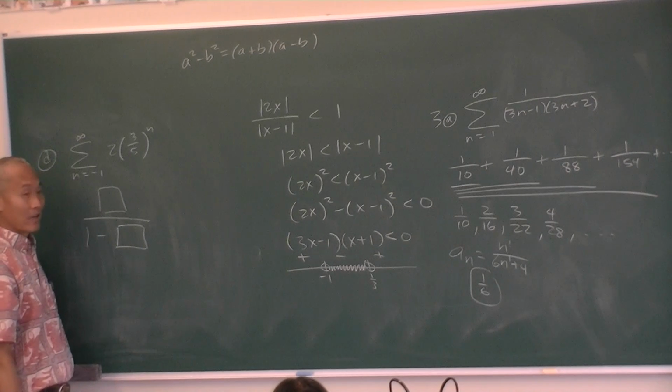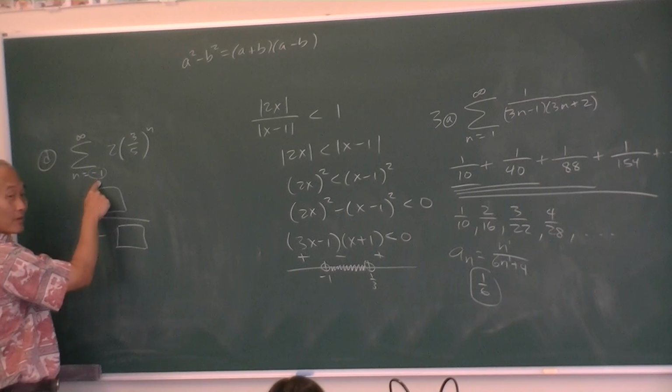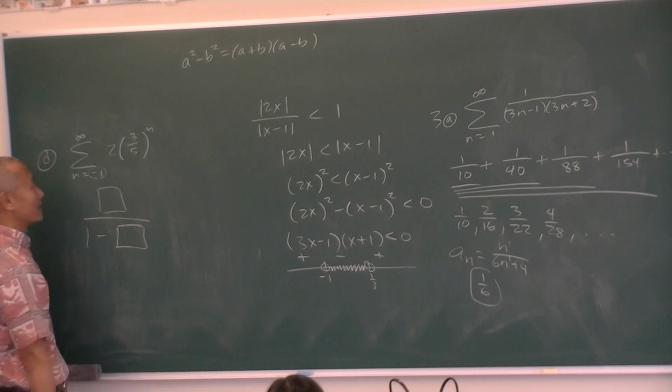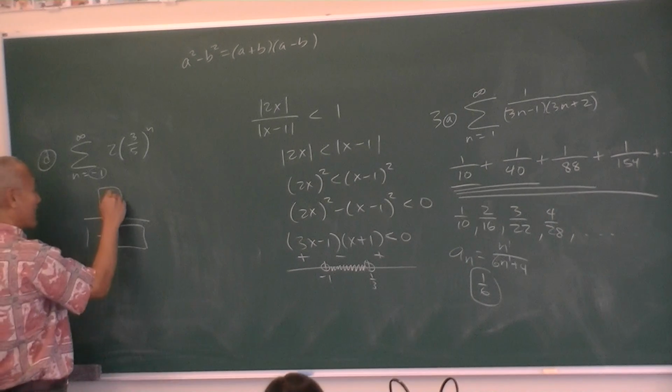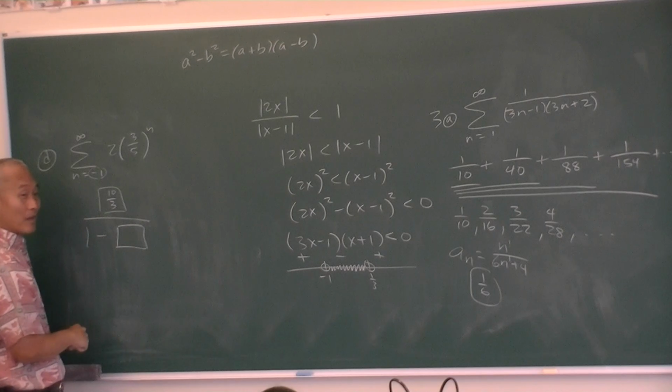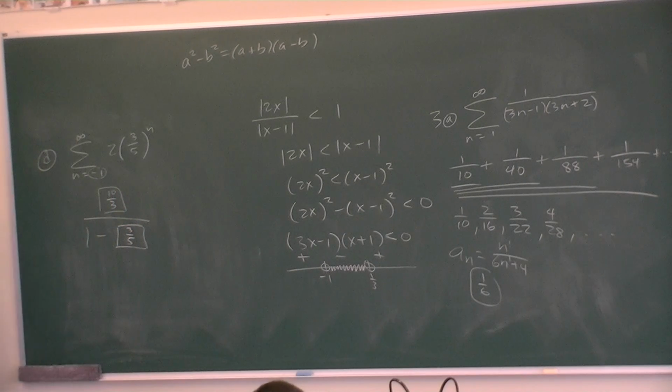This is the easiest thing you got on this test. So how do I figure out what the first term is? You plug in this number. This is the first number you plug in. If I plug in -1 for n, you're going to get 2 times 5/3, 10/3. And then what's the common ratio? The number in the parentheses.